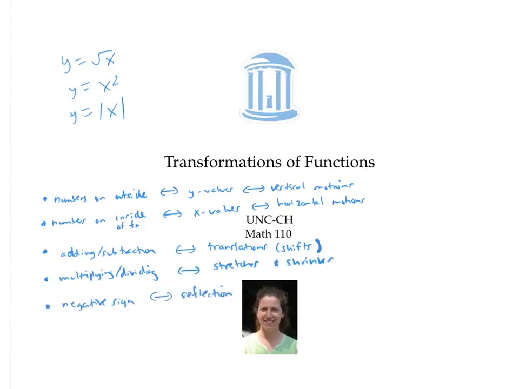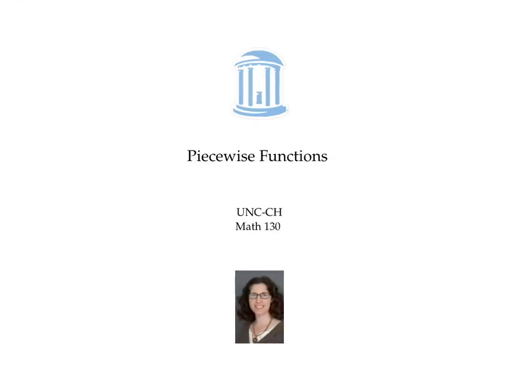A horizontal reflection if the negative sign is on the inside, and a vertical reflection if the negative sign is on the outside. Knowing these basic rules about transformations empowers you to be able to sketch graphs of much more complicated functions, like y equals 3 times the square root of x plus 2, by simply considering the transformations one at a time. This video introduces piecewise functions.